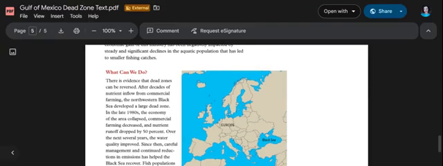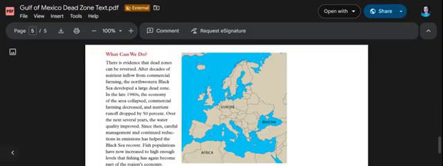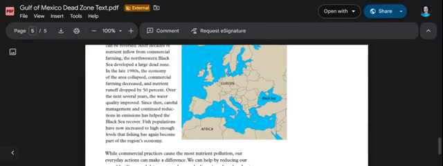What can we do? There is evidence that dead zones can be reversed. After decades of nutrient inflow from commercial farming, the northwestern Black Sea developed a large dead zone. In the late 1980s, the economy of the area collapsed, commercial farming decreased, and nutrient runoff dropped by 50%. Over the next several years, the water quality improved. Since then, careful management and continued reductions in emissions has helped the Black Sea recover. Fish populations have now increased to high enough levels that fishing has again become part of the region's economy.